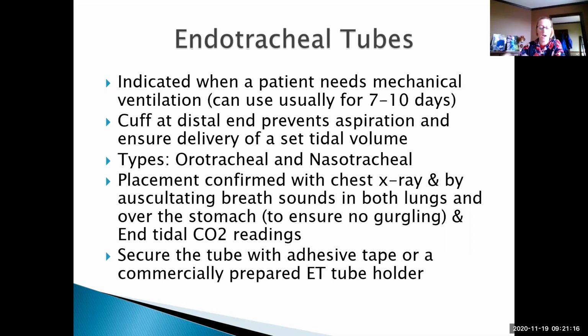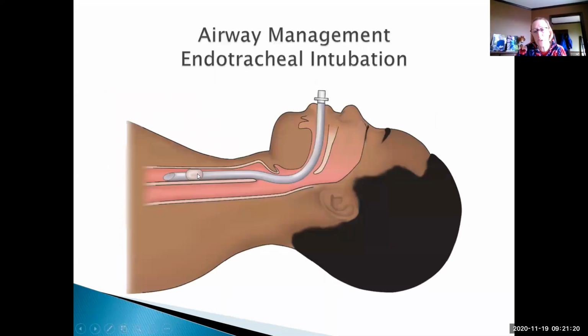So there's that cuff, which the picture shows there. That's the cuff, that little balloon that's inflated at the end of the tube that helps keep it in place. And it also helps prevent aspiration. So if they do have either gastric contents or just a lot of secretions that come back, this does help prevent some, not all, because of course they are still at risk for aspiration pneumonia and such. So that does help prevent aspiration.